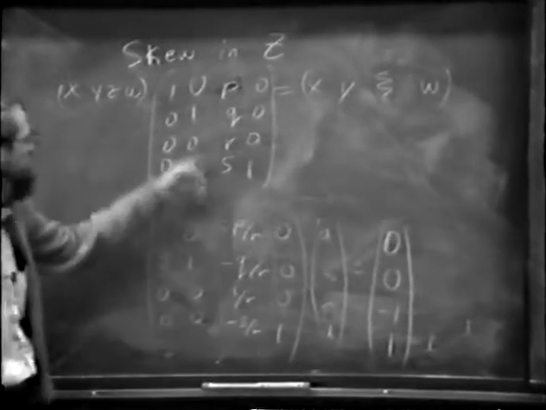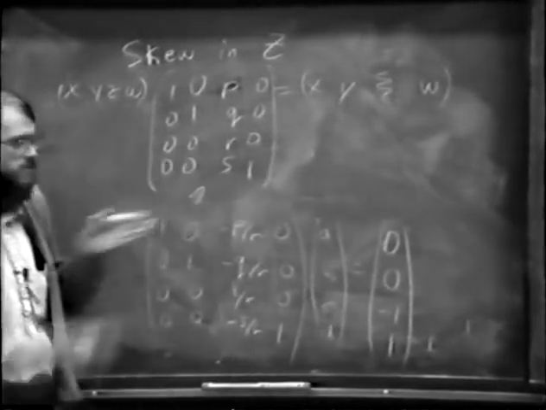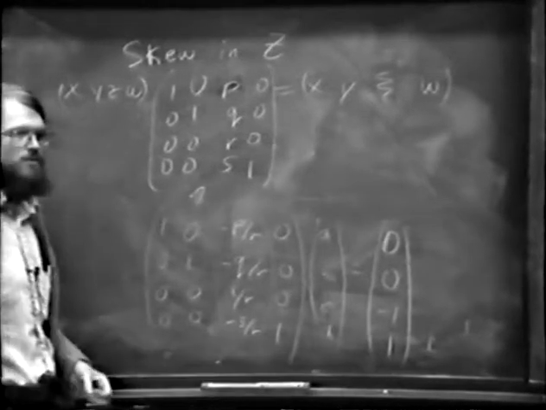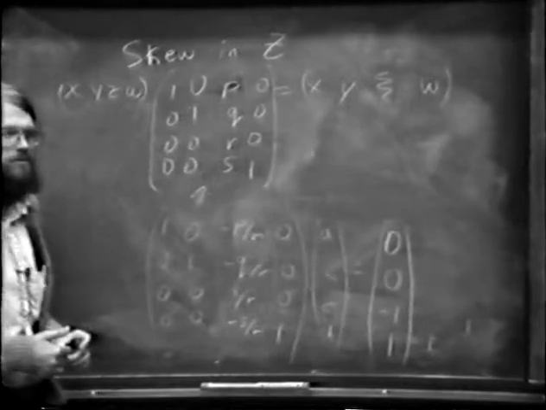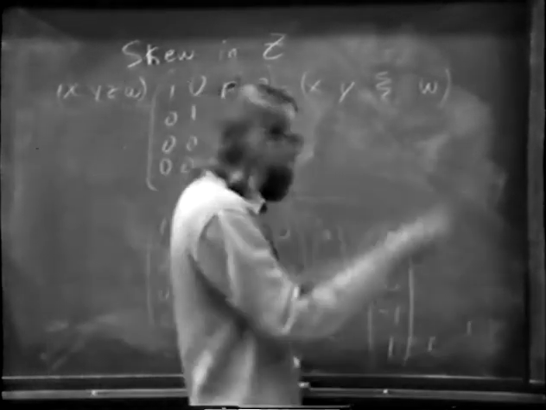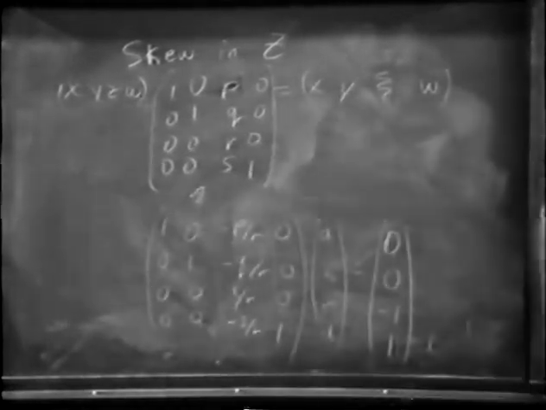Once you have p, q, r, and s, you put them in this matrix, and this is a matrix which is the skew transformation in z, which you must apply after the perspective has been done in order to skew this plane back into match up with the far clipping plane.